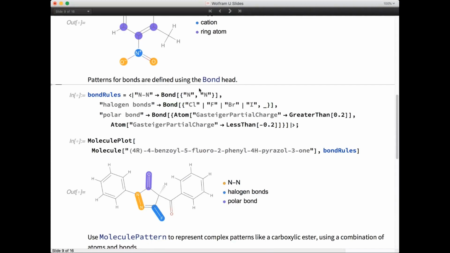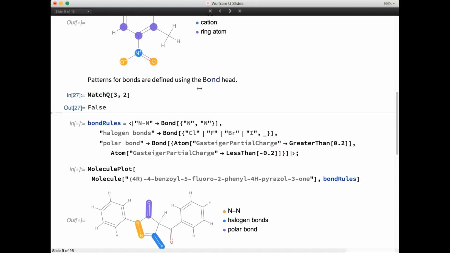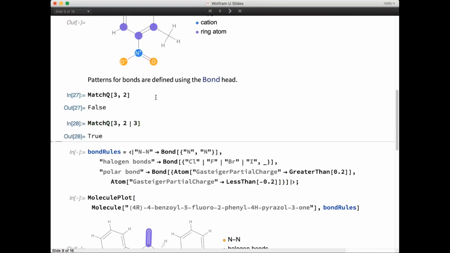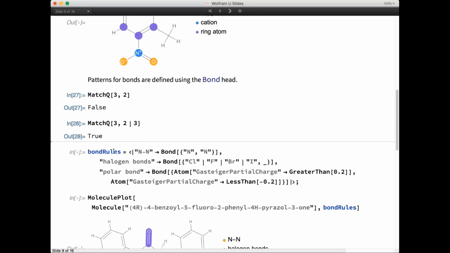I assume people have a good understanding of Wolfram Language here, but let's just remind ourselves what alternatives means. We can do match Q 3 2. No, 3 does not match 2. But does 3 match 2 or 3? Yes. So within a pattern, you can think of this single pipe character as being an OR. But it is not OR, because OR is the double pipe. So you have to keep those two things in mind. The logical OR is different, and that's why we have the word alternatives.